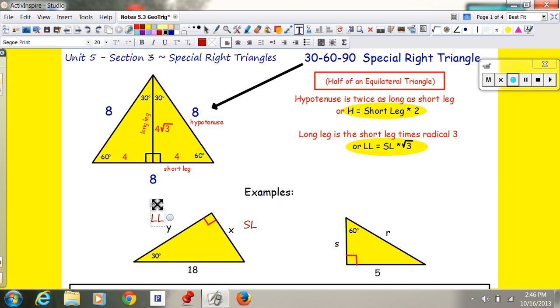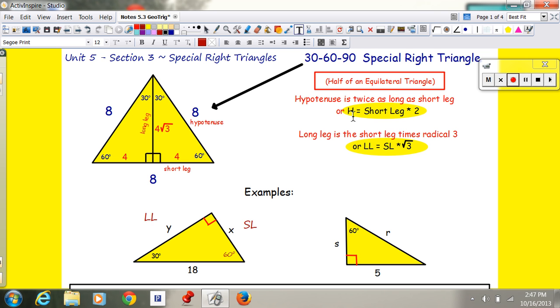And the reason for that is because if this is a 30-degree angle and that's a 90-degree angle, then this other one has to be a 60-degree angle in here. So you have no other choice. This has to be 60 degrees. Alright, so if they give us 18 for my hypotenuse, now remember the hypotenuse is the short leg times 2.